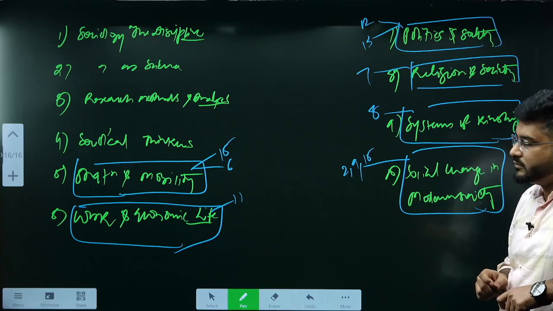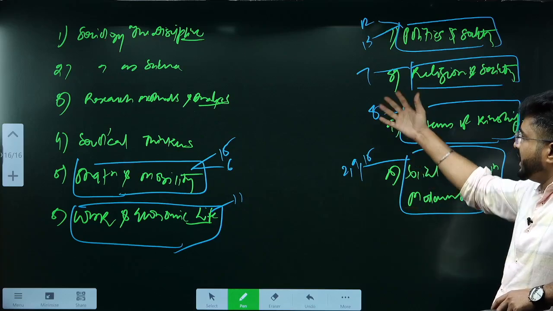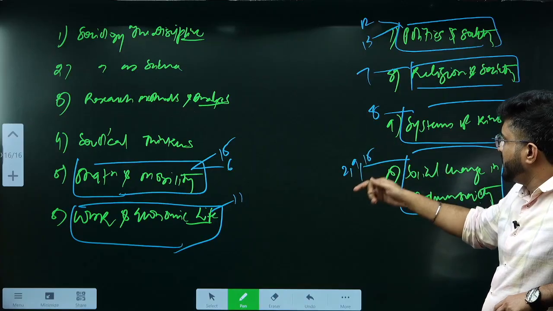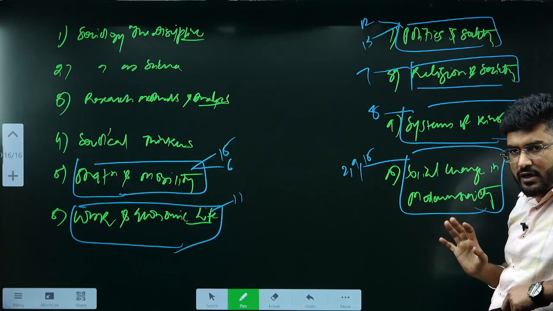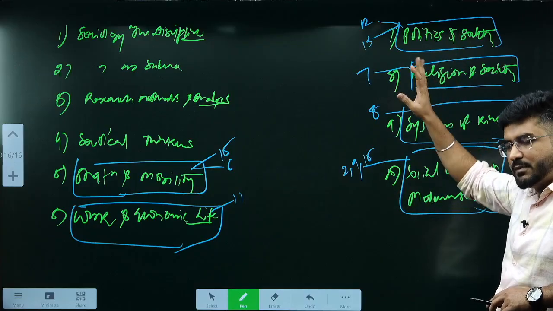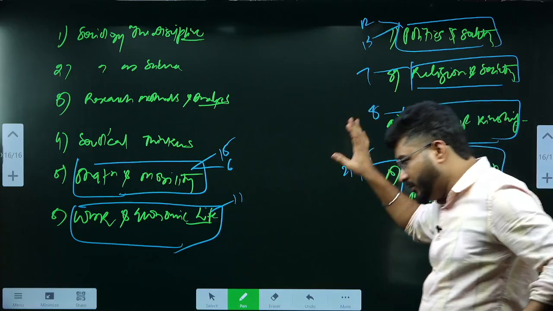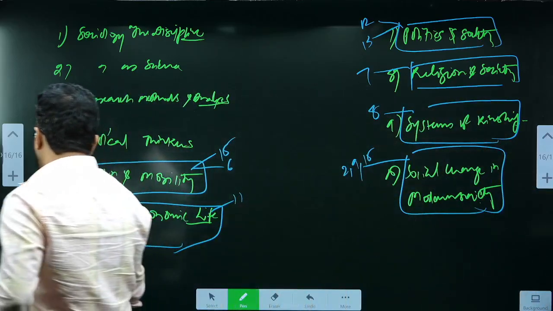Okay, now we have completed 1, 2, 3, 4, 5, 6, 7, 8, 9, 9 chapters of paper 2. Now 6 are left. How are we going to complete paper 2 now? We will be analyzing the vertical integration of paper 2 now.